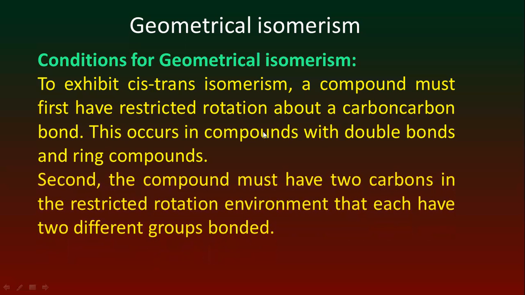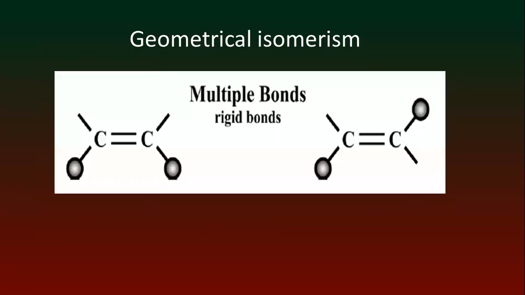And the second condition is that the compound must have two carbons in the restricted rotation environment that have two different groups bonded. Elaborately speaking, the double bond containing carbon atoms must each contain two different groups bonded to the carbon atom. This can be explained by this figure.